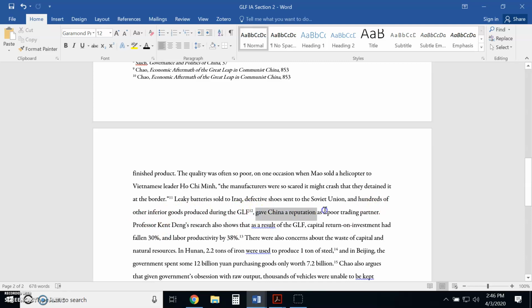And then this is me giving just a super quick thought of my own, right? That's helping me to evaluate that evidence. This gave China a reputation as a poor trading partner.